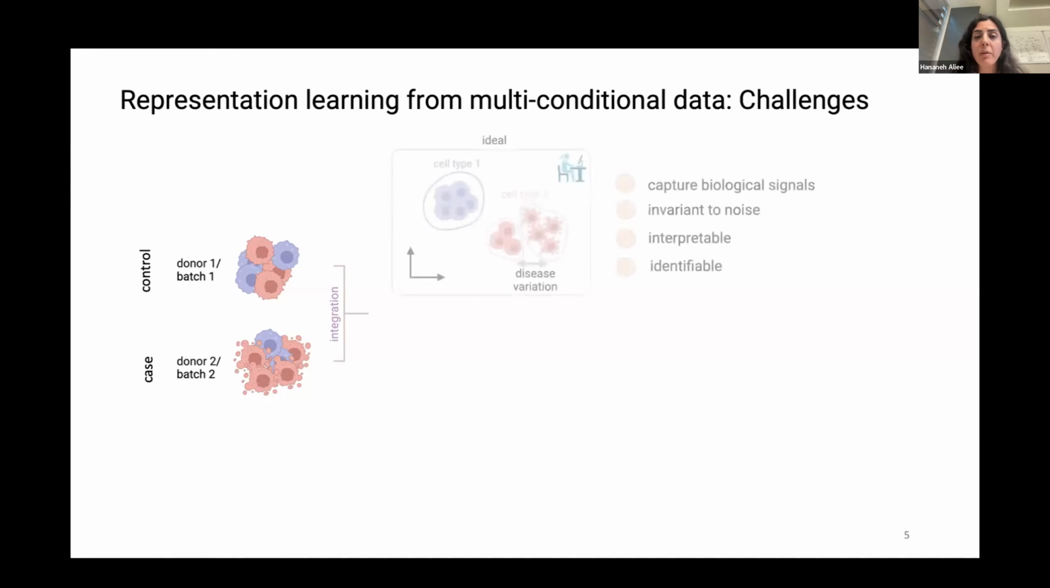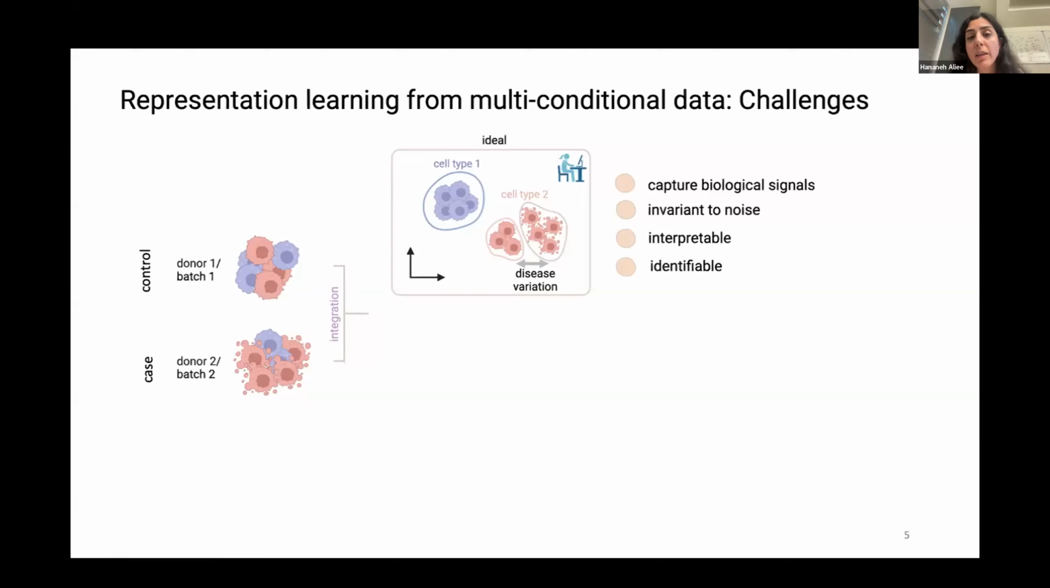And by integration, I mean learning a representation that can capture the biological variations. And an ideal situation is when the similar cells from different batches are clustered together, here the blue cells, and also when we learn the variations across diseases, but from the similar cells.